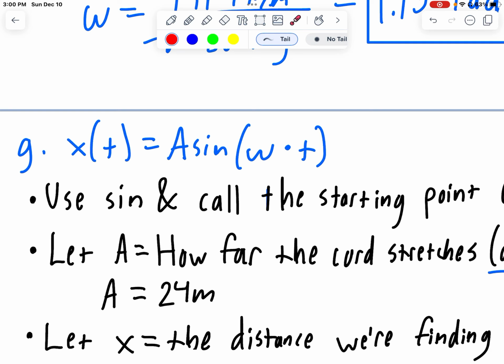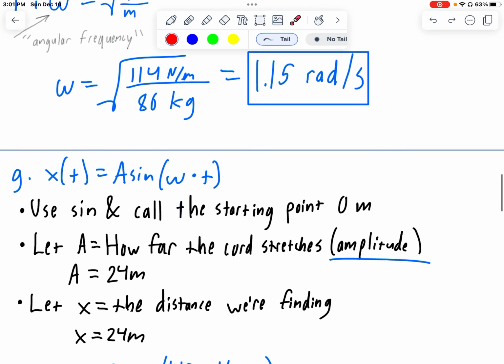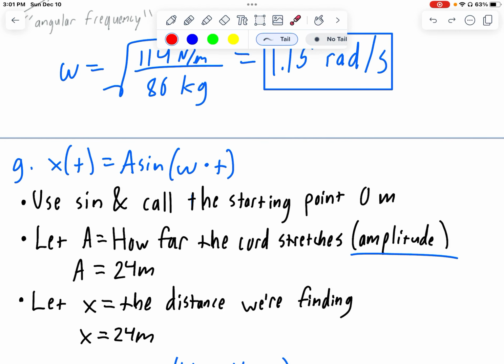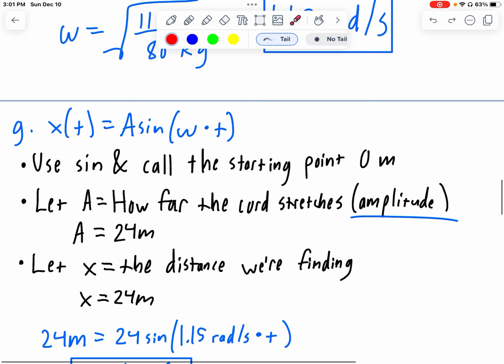So I went ahead and wrote the standard equation for position in a simple harmonic motion, except I opted to use sine instead of cosine. So we're going to use sine, and we're going to call the starting point 0 meters. So you plug in time equals 0, and then your position is at 0, but you're 24 meters above the ground. No, I mean you are, but in this instance, I just decided to call it a point of reference. So any more distance that we travel is going to be negative. It's not a whole big deal. Actually, it's not negative. I chose not to make it negative, but that's besides the point.